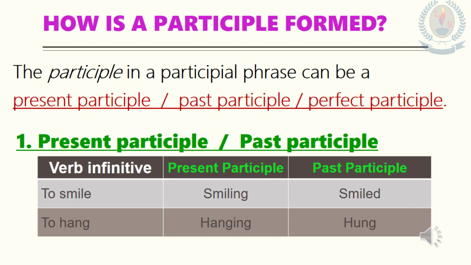Now let's see how the participles are formed. The participle in a participial phrase can be the present participle, the past participle, or the perfect participle of the verb. The present participles can be formed by simply adding ing to the verb, but we won't be using any helping verbs such as am, is, are, was, were. So that is something that you should remember. And the past participle is the past participle of the given regular or irregular verb.